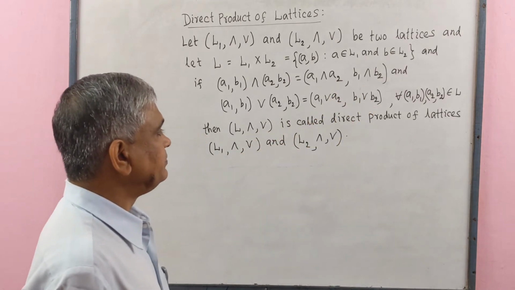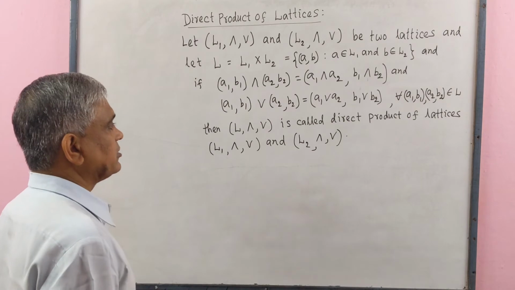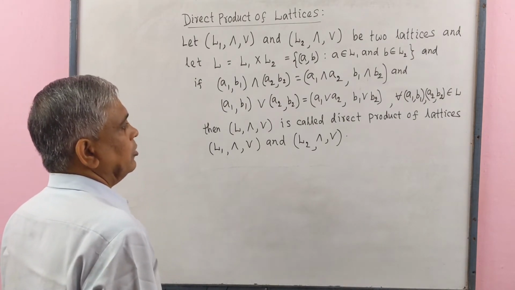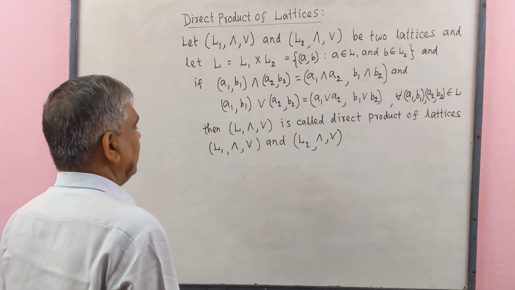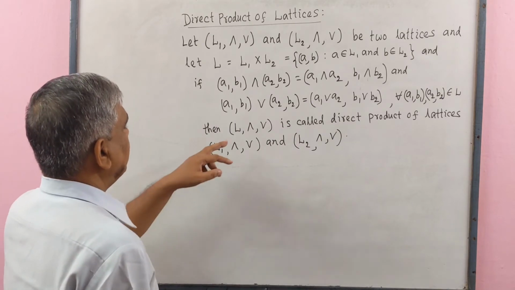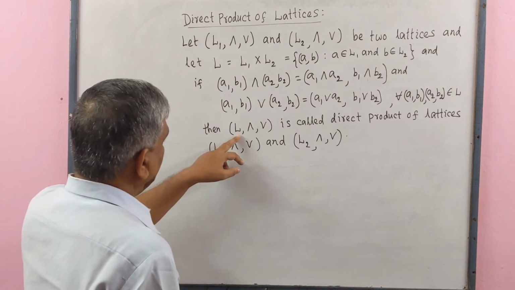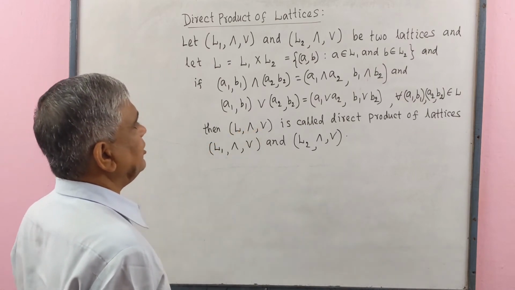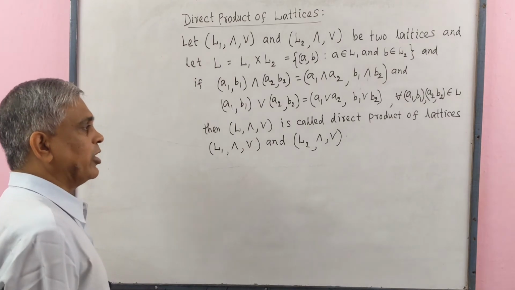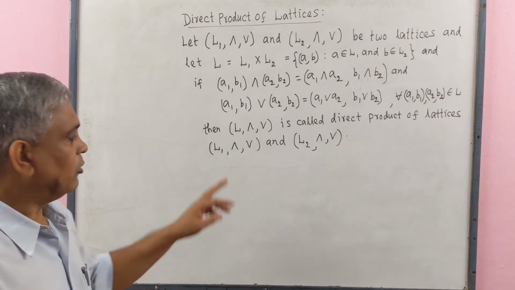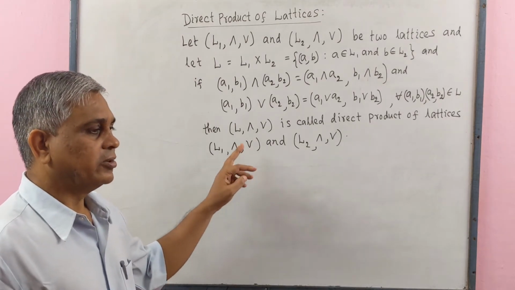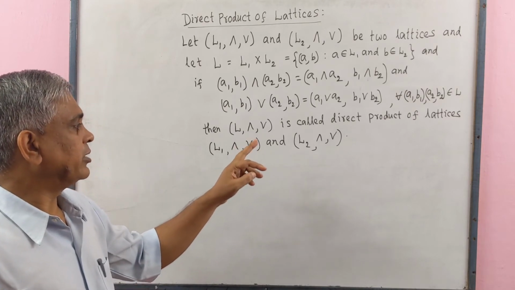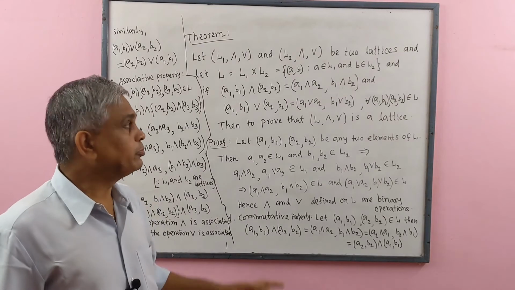for all ordered pairs (A1, B1) and (A2, B2) belonging to L. Then L with operations meet and join is called the direct product of lattices L1 with meet and join and L2 with meet and join. Now we shall prove a theorem.